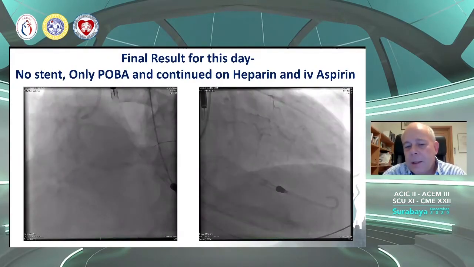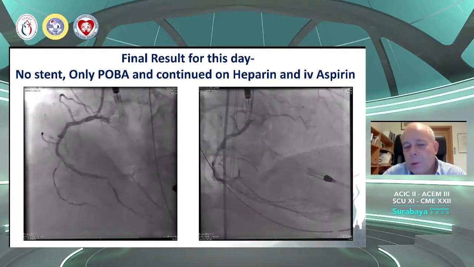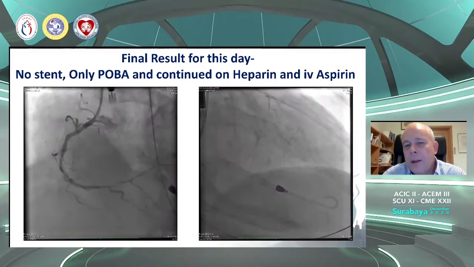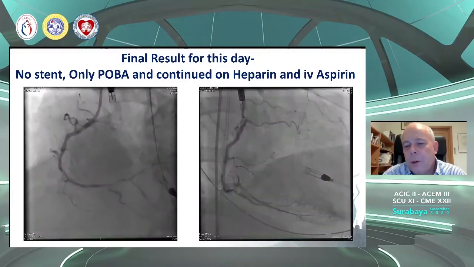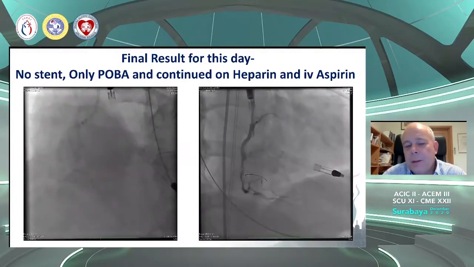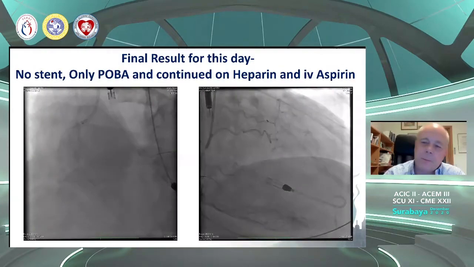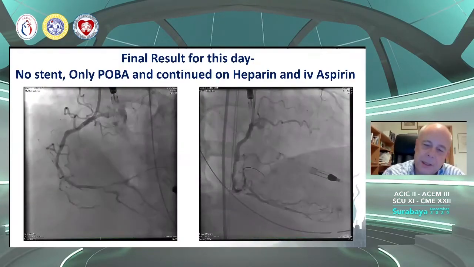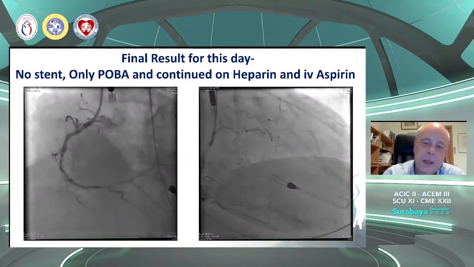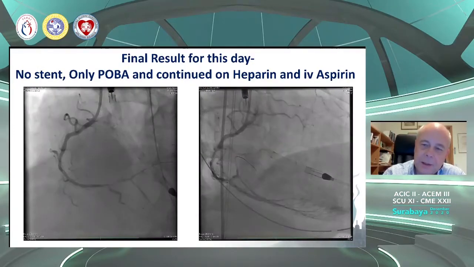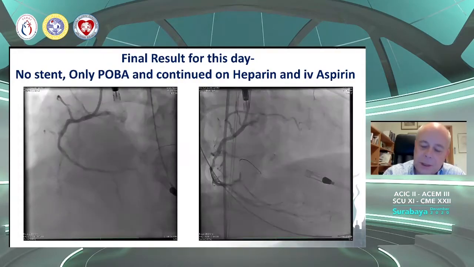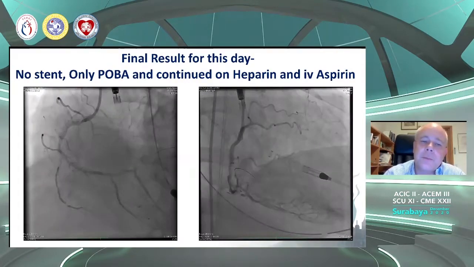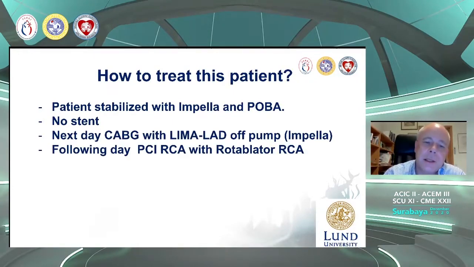And we decided then that he still will do better as a surgical candidate. And they could probably operate on him later on that evening or the next day, as long as we didn't give the patient any P2Y12 inhibitors. So we left him only on heparin IV and aspirin, of course, that he receives. And no stent was placed. The next day, the patient underwent CABG with LIMA to the LAD off pump with the Impella still in place.